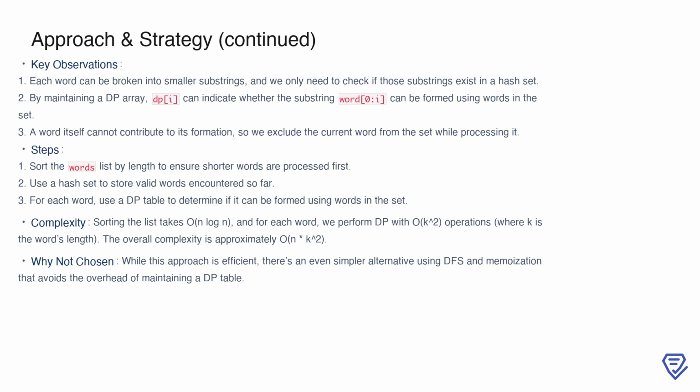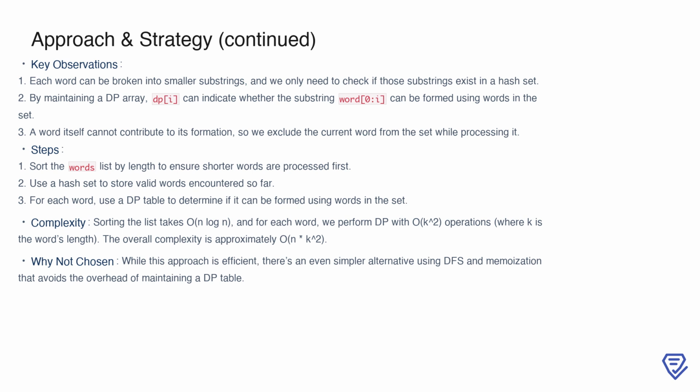For each word, the DP table is updated to determine if it can be formed using the words added to the set so far. This method is more efficient than brute force, with a complexity of approximately n*k squared, where n is the number of words and k is the average word length.